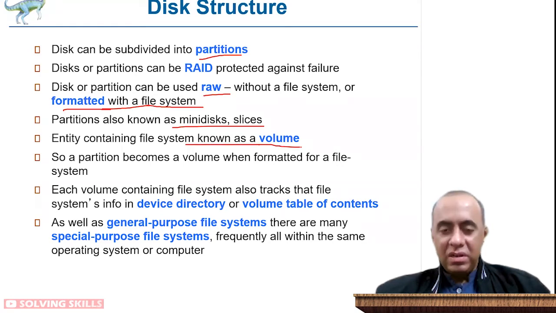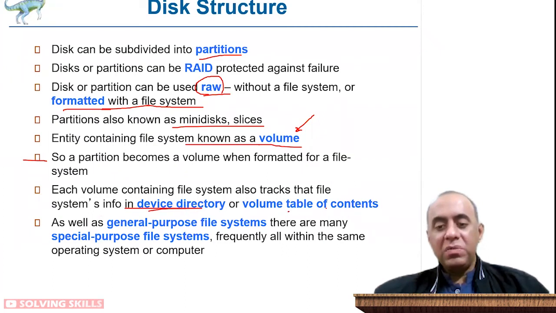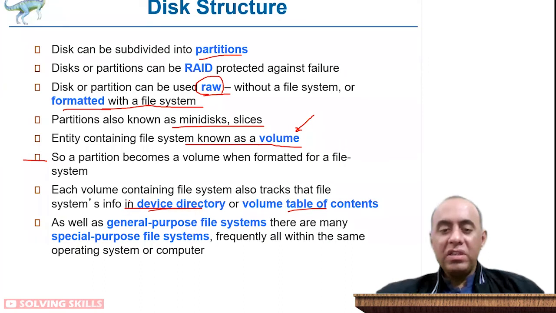The difference between a partition and a volume is that a partition may not contain a file system, it may be raw, but when you write a file system on it, it becomes a volume. So these are just traditional names for these things. A partition becomes a volume when formatted for a file system. Each volume containing a file system also tracks that file system's information in a device directory or volume table of contents. So these are, again, names for supporting things to the directory structure.